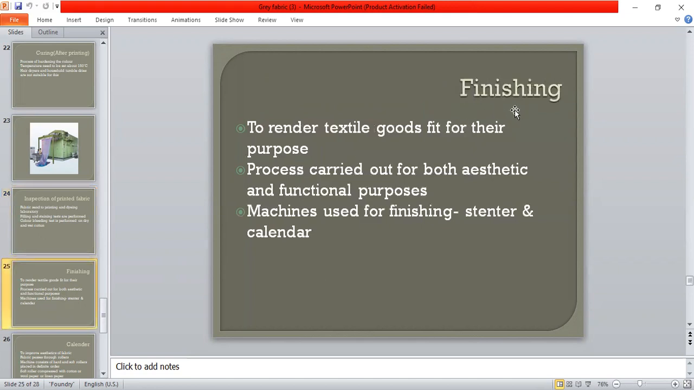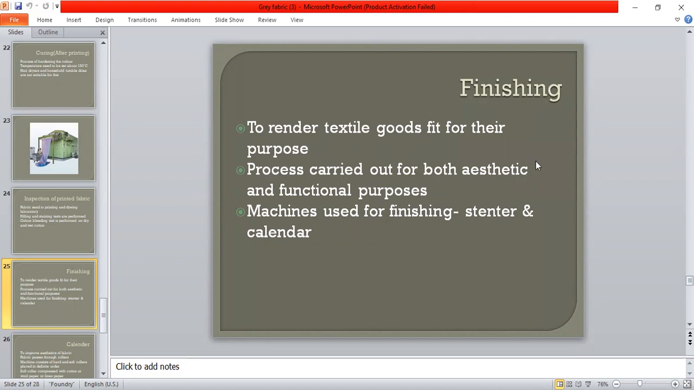Then there is the finishing process. Textile finishing is the term used for a series of processes to which all bleached, dyed and printed, and certain gray fabrics are subjected before they are put onto the market. It is used to render textile goods fit for their purpose. Secondly, this process is carried out for both aesthetic and functional purposes.